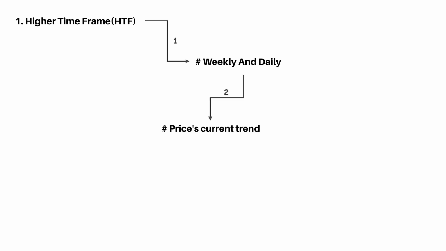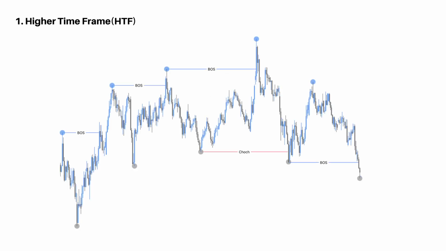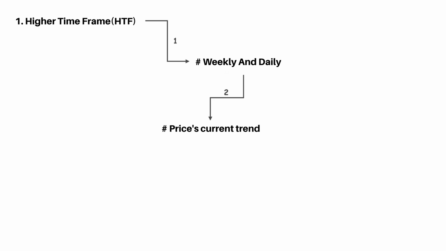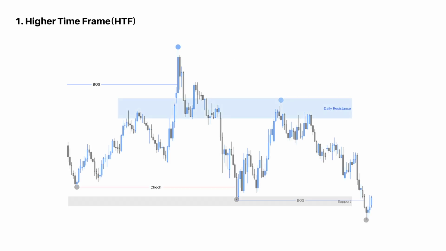The first thing we need to identify is the current dominant trend. Is price in an uptrend, a downtrend, or a range-bound condition? This helps us understand the overall direction of the market. Along with that, we need to highlight key support and resistance levels on the higher time frames, especially on the daily chart. These levels act as important areas where price may react, reverse, or break through.